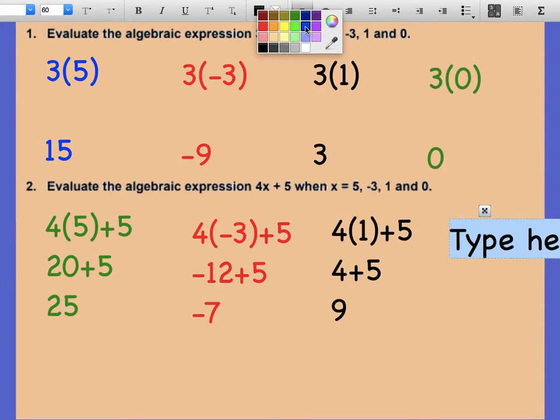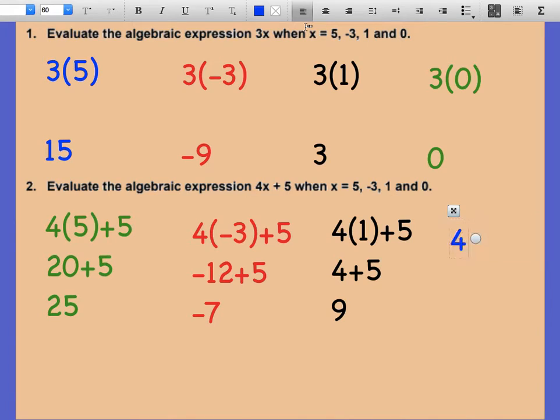Now we're going to use 0. 4, parentheses, 0, plus 5. 4 times 0 is 0. Plus 5, we get 5. So there's our 4 solutions for number 2.